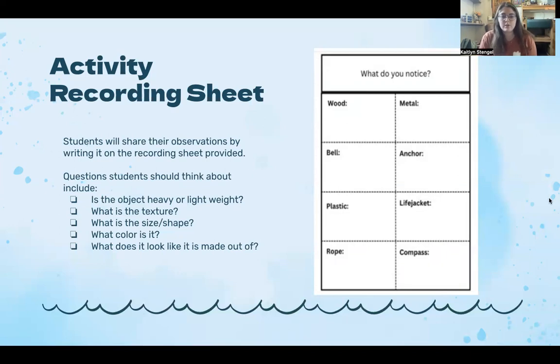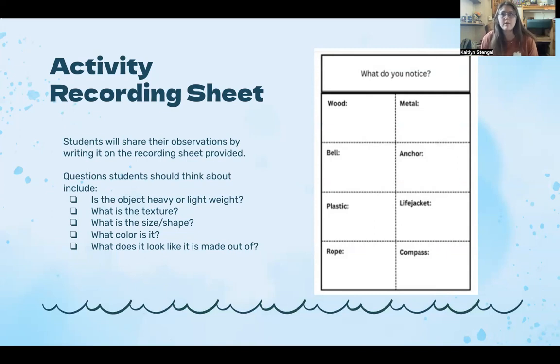Now, the questions that students should think about when going around to each station: Is the object heavy or lightweight? What is its texture? In a previous lesson, before this one, we talked strictly about texture, so they should already be applying what they know about it to this activity. What is the size and the shape? What is the color of the object? And what does it look like it's made out of?